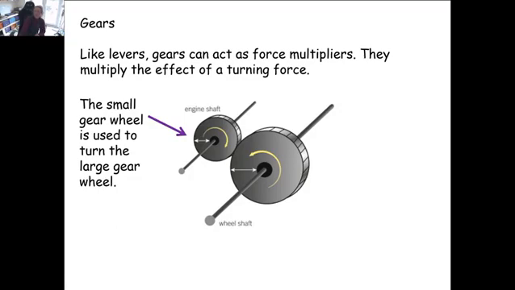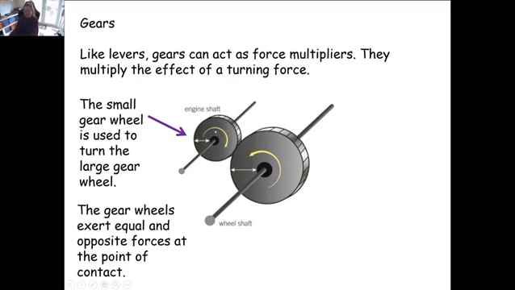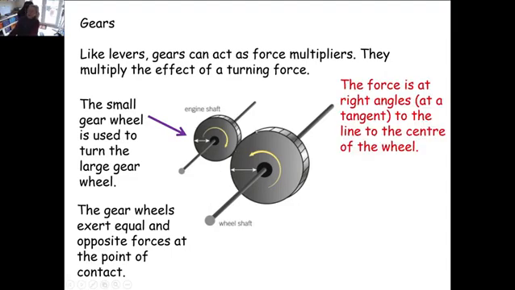So here we have a small gear wheel, and it's being used to turn a larger gear wheel. Now, right at this point between the two, this is where the force is being exerted. It's an equal and opposite force because these two gears will rotate in opposite directions. But the force will be the same here, and it will be at right angles, at a tangent to the centre of each wheel.